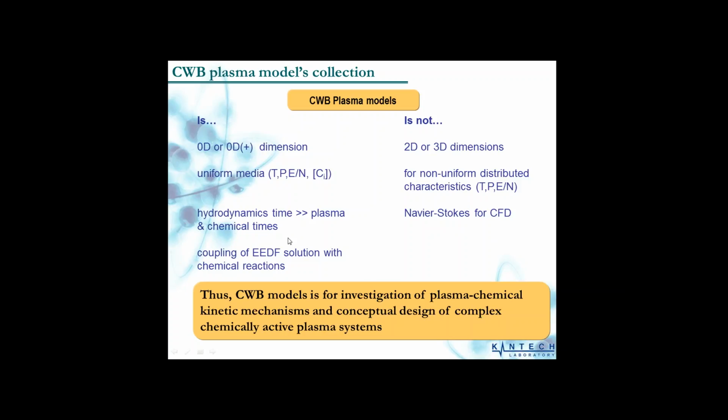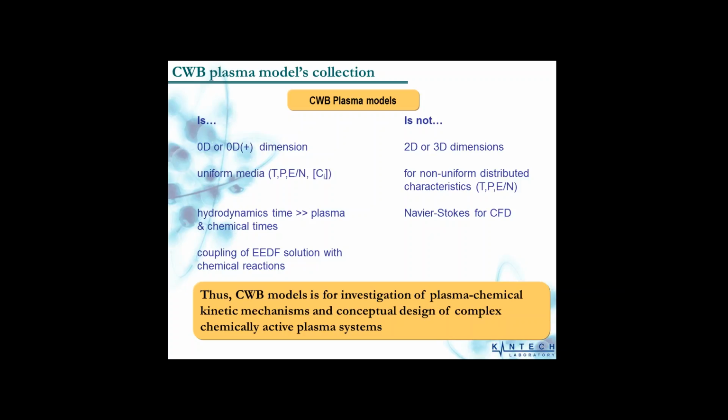But one of the principal advantages of the model is the close coupling between the electron distribution function solution and the chemical reactions. Thus, the chemical workbench model is elaborated for investigation of the plasma chemical kinetic mechanism and conceptual design of complex chemically active plasma systems. From one side, these are the advantages of this model. From the other side, these are the disadvantages.